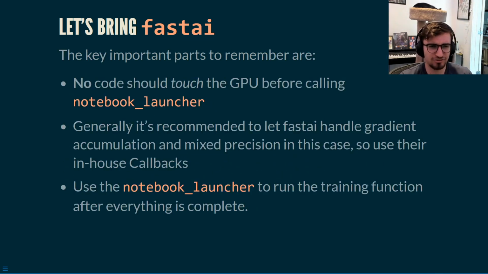And as I mentioned before, generally it's recommended on things that Accelerate can do to let FastAI handle it. So Accelerate can handle things like gradient accumulation, and then of course mixed precision. As the framework gets more complex, generally just stick with the in-house callbacks if you're going to use FastAI. If you're going to use PyTorch, absolutely go hog wild. This is just specifically for FastAI.